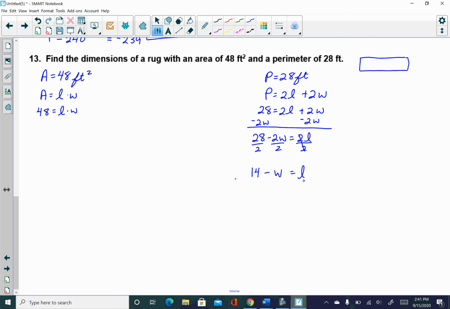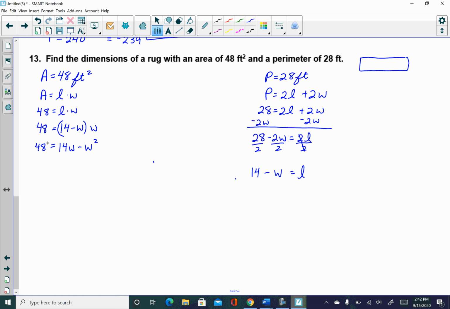Now, as I mentioned, come over here to your area formula, and in place of L, plug in that 14 minus W. And then you've got your width. So this is length times width. We just replaced the length with what we solved it to be. Now, we want to solve for W. But this is nice because now this formula is all in terms of W. So now I can distribute: 14 times W, 14W, W times negative W, negative W squared.